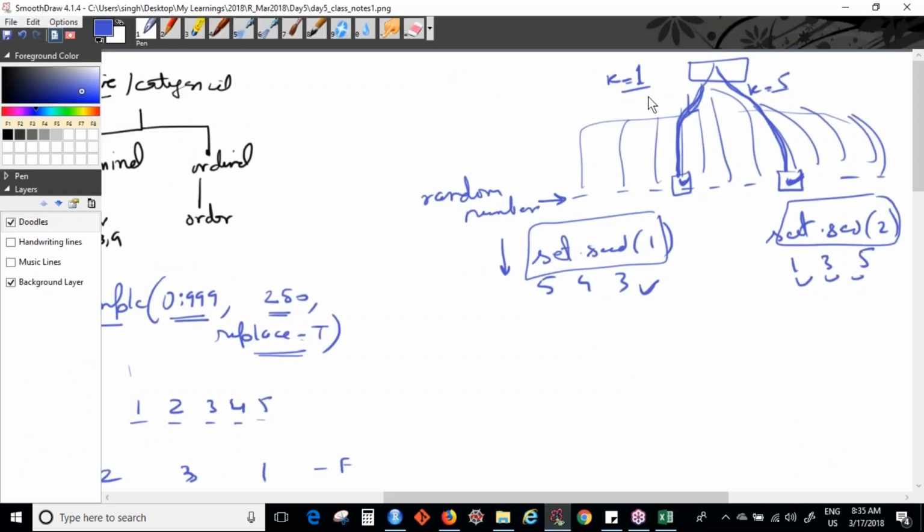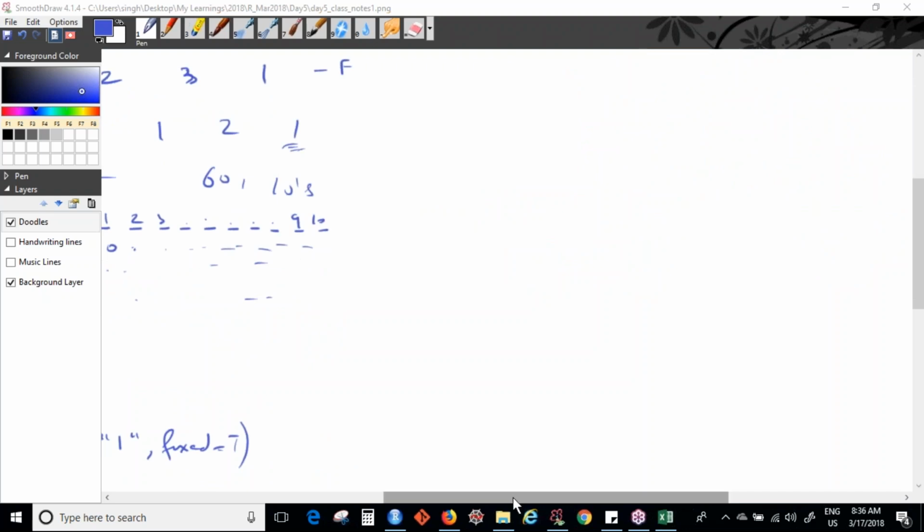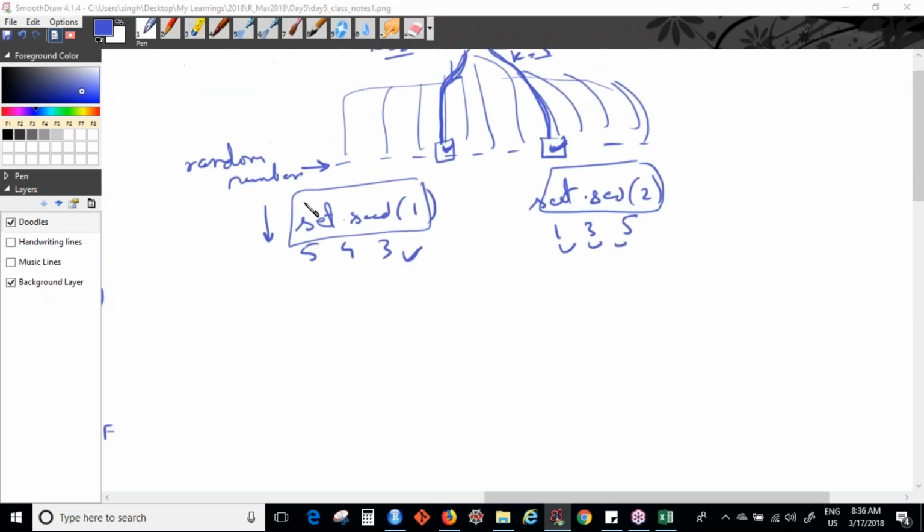Clear guys? Set.seed. Okay, you just try out a few examples with set.seed. Just try to pick some random numbers with set.seed, you will understand.